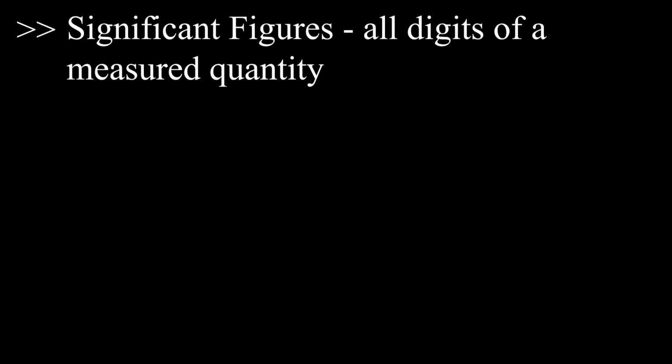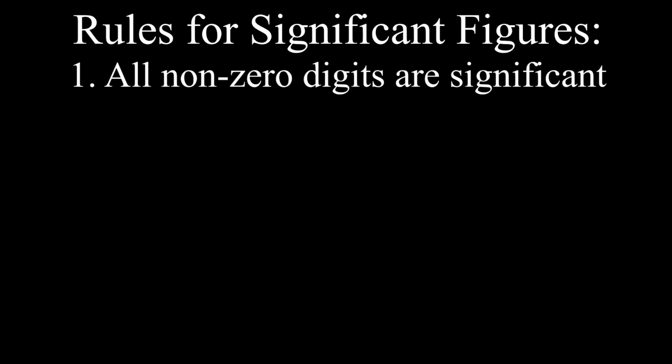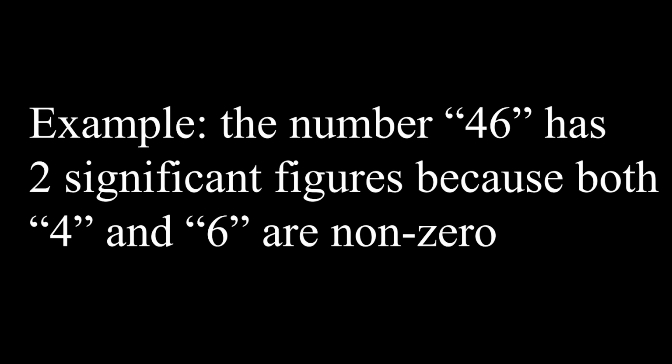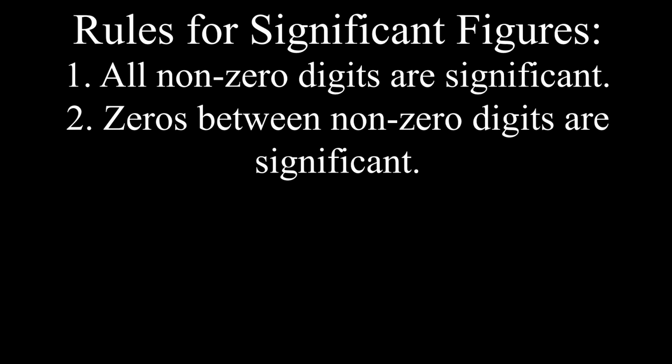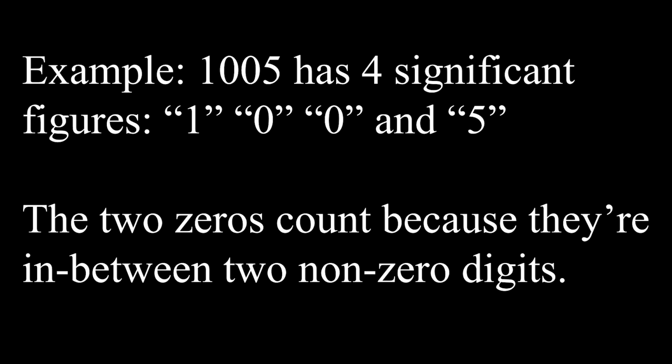Let's discuss significant figures. Significant figures are all of the digits in a measurement. The greater the number of significant figures, the more precise the measurement is. Here are the rules for significant figures. 1. All non-zero digits are significant. For example, in the number 46, there are 2 significant figures, because both 4 and 6 are non-zero. 2. Zeros between non-zero digits are significant. For instance, in the number 1005, there are 4 significant digits. 1, 0, 0, and 5 are all significant. The zeros are between 2 non-zero digits, so they're significant.